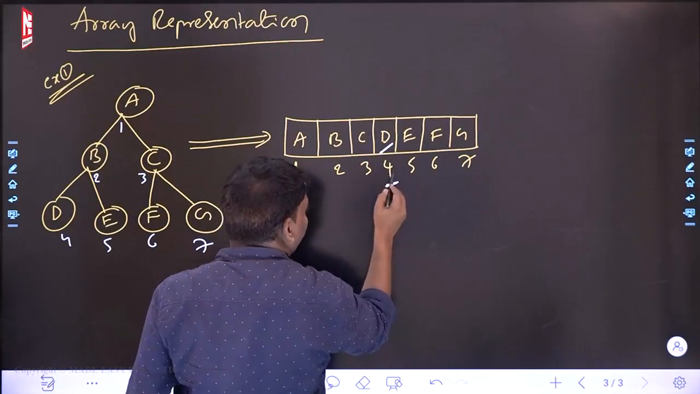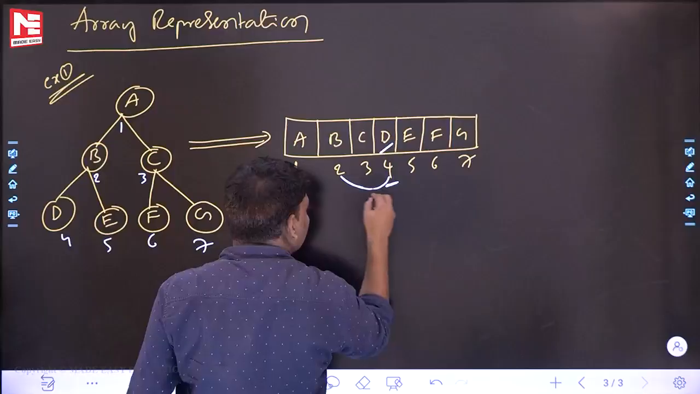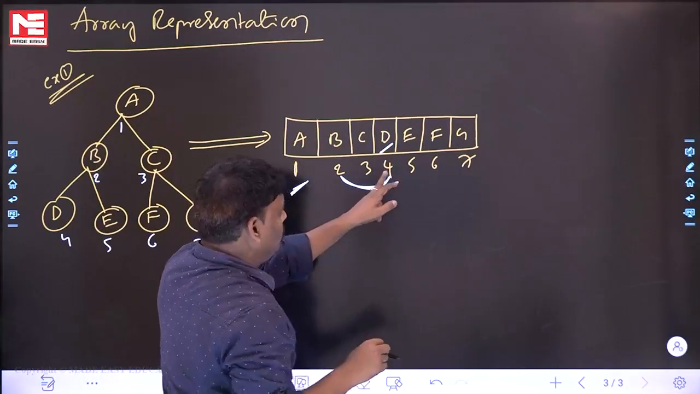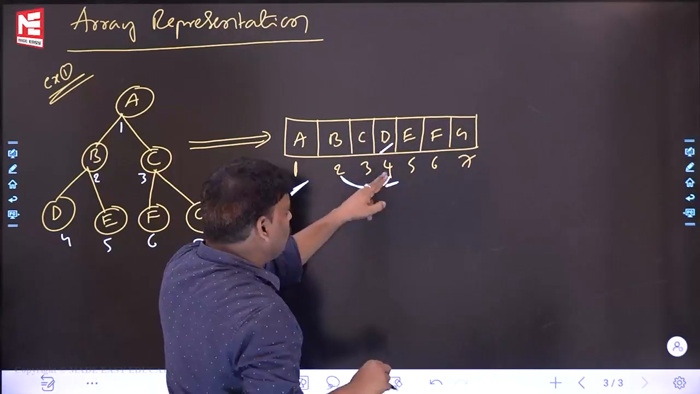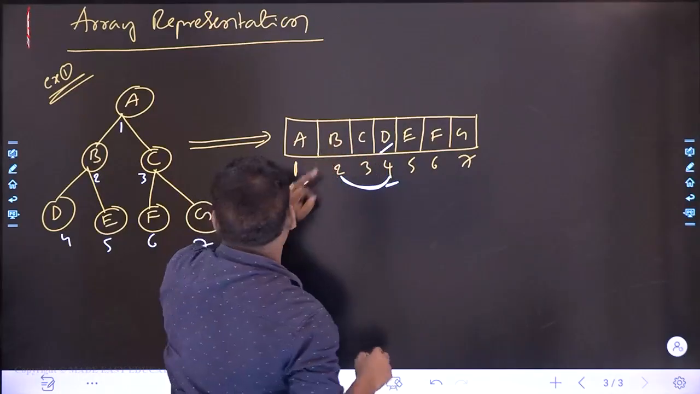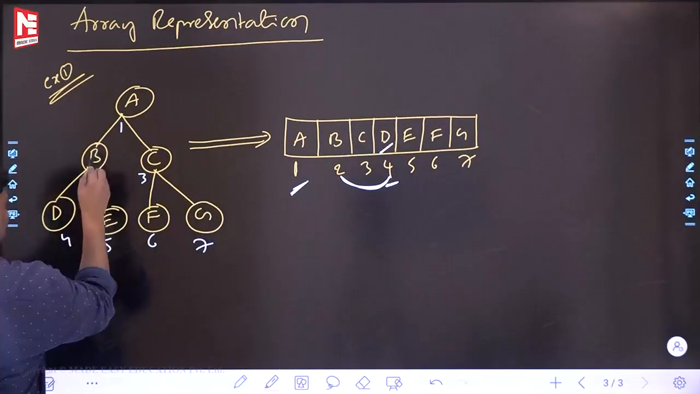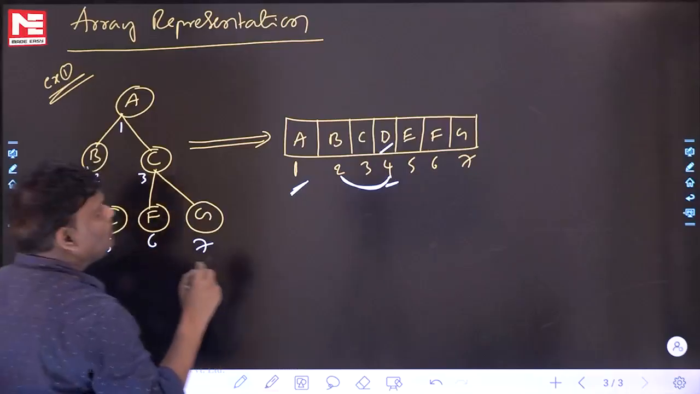What this array representation will do is, parent of D means parent of 4 you want. If you want the parent of 4, just divide 4 by 2. What is the answer? 2. If you want to find out any person's parent, you divide by 2. I think D parent is B. Please check. D parent is B. Fine.